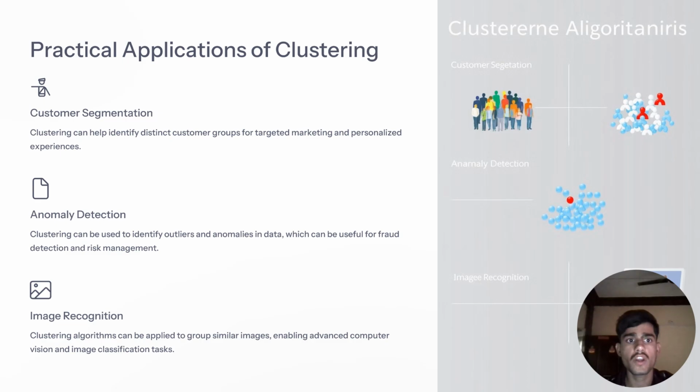Practical applications of clustering: customer segmentation, anomaly detection, image recognition. Clustering can help identify distinct customer groups for targeted marketing and personalized experiences. Anomaly detection. Clustering can be used to identify outliers and anomalies in data, which can be useful for fraud detection and risk management. Next, image recognition. Clustering algorithms can be applied to group similar images, enabling advanced computer vision and image classification tasks.